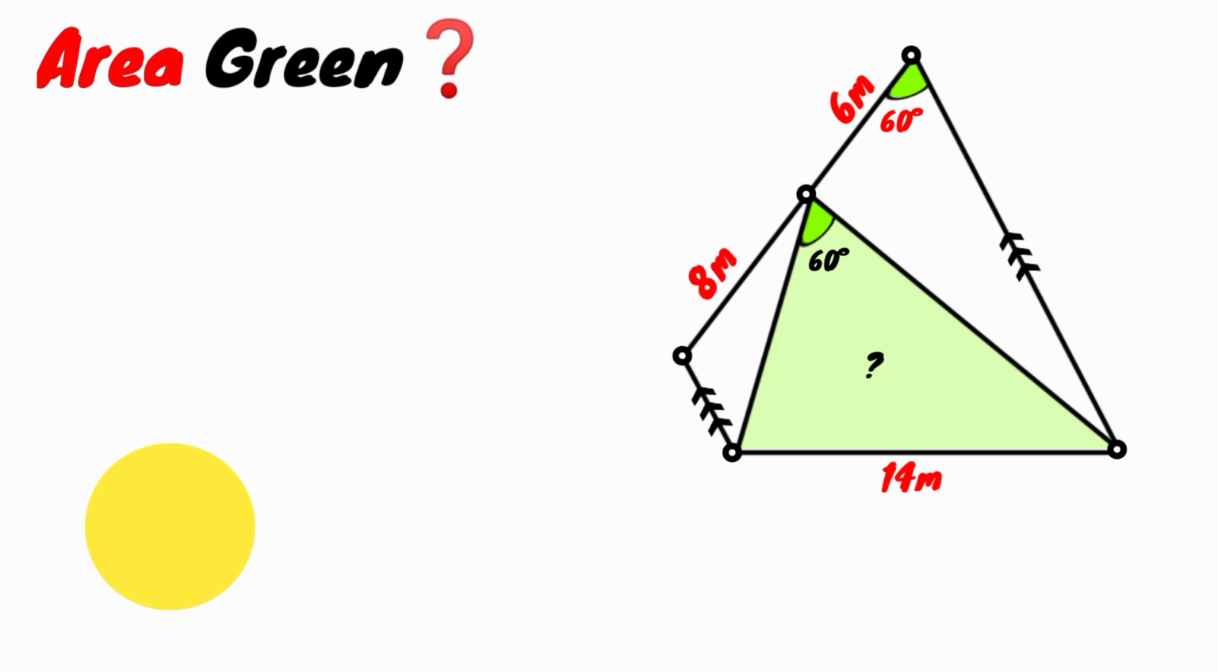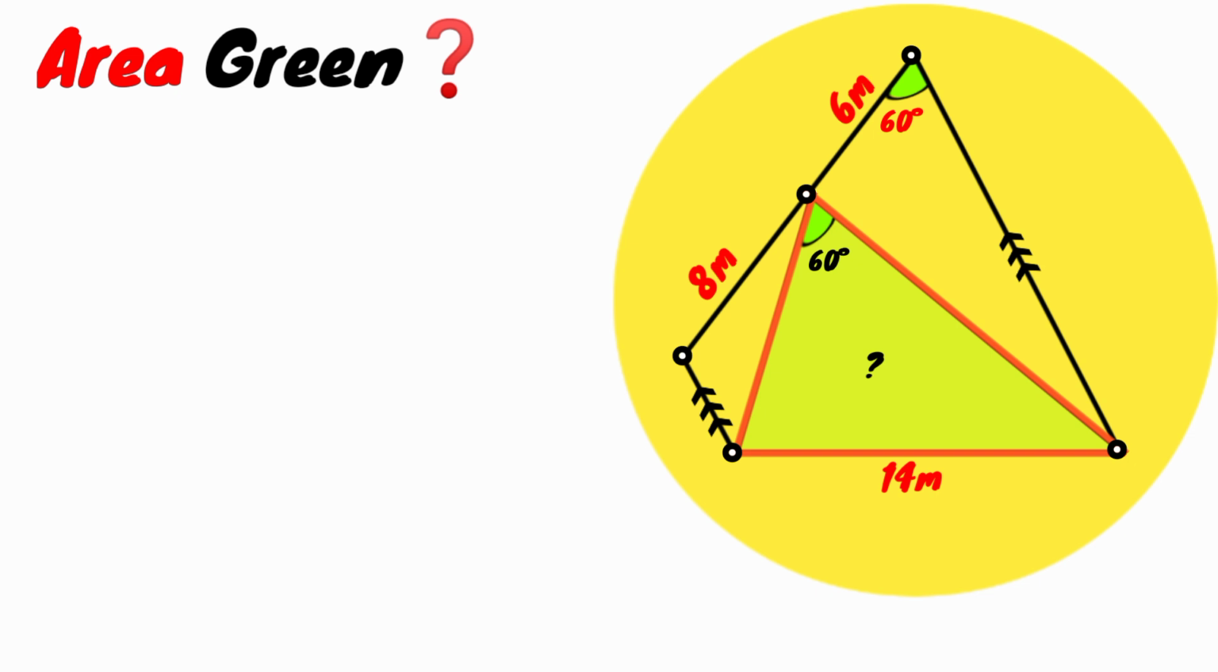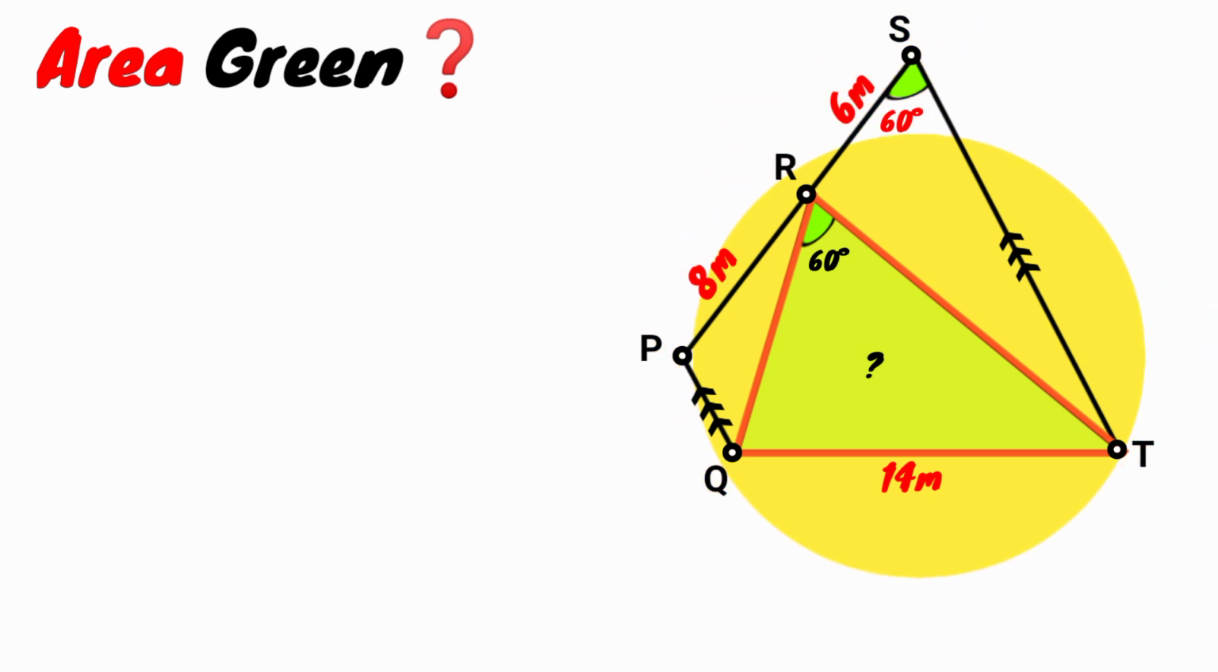So how can we solve this? How can we calculate the area of this triangle? Well, it is very simple. We'll start by labeling the points P, Q, R, S, and T. So we are to calculate the area of this triangle QRT.